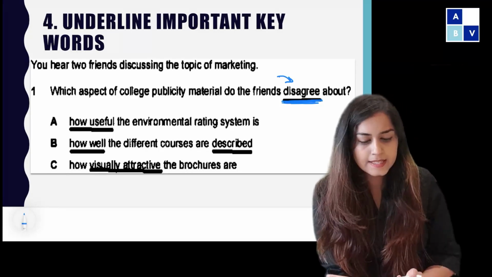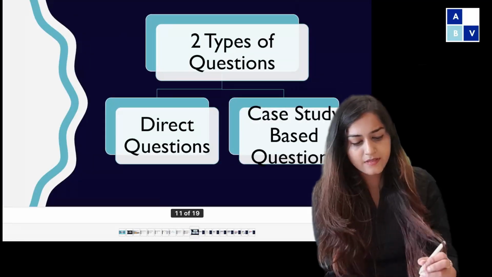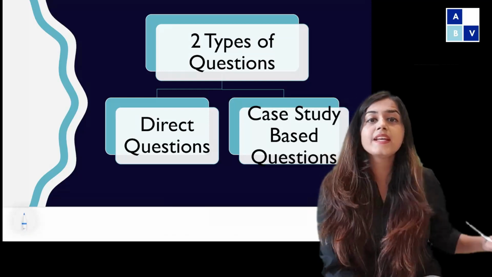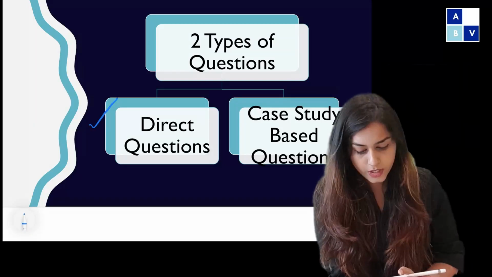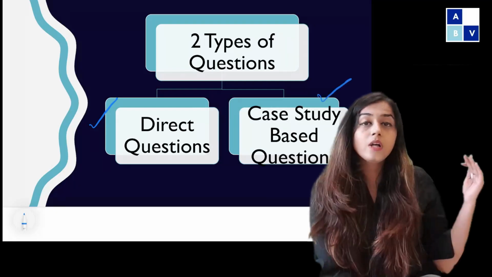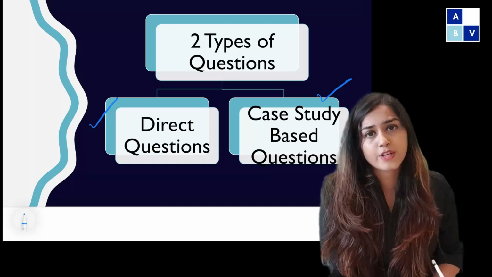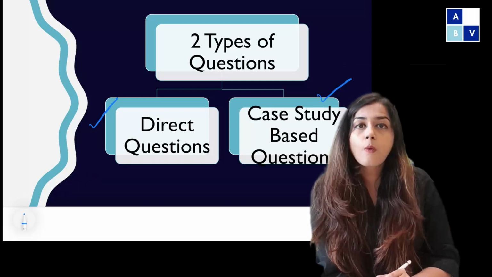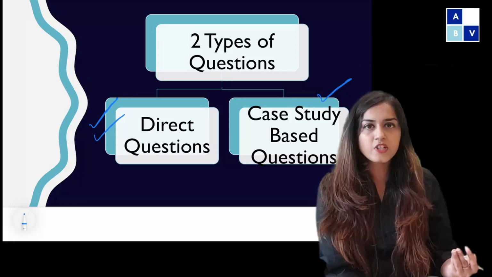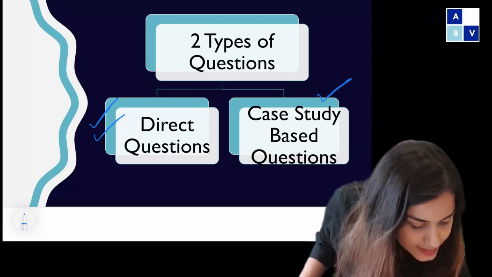Okay. Next thing. Every question is divided into 2 types. Every examination has just 2 types of questions. Either you will have a direct question or you will have a case study based question. All the points which I discussed before are applicable to both types of questions. For direct questions, you can use all those points, but for case study based questions, there are certain additional things that are required to be done. Now, what are these additional things?